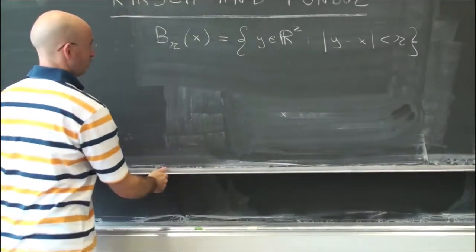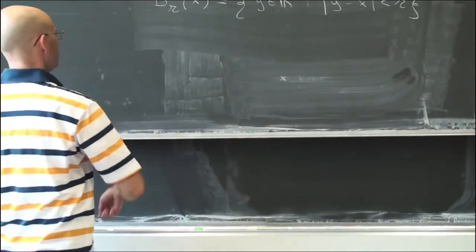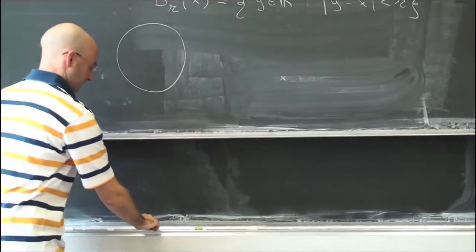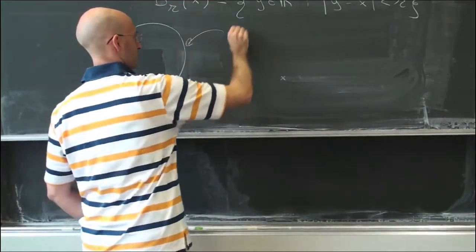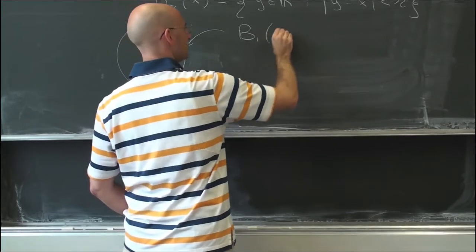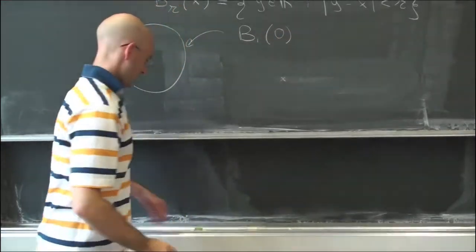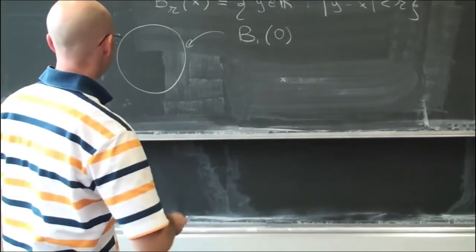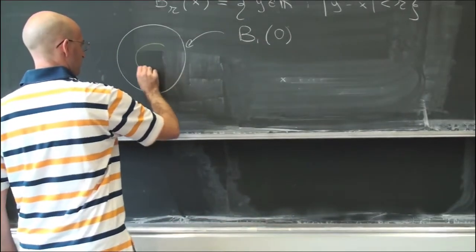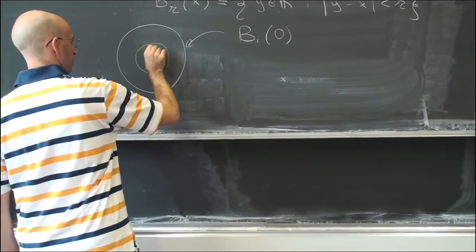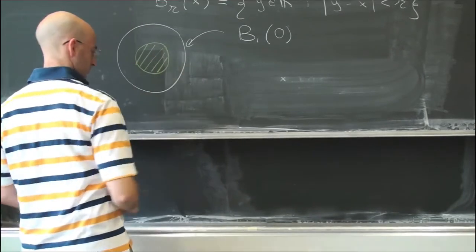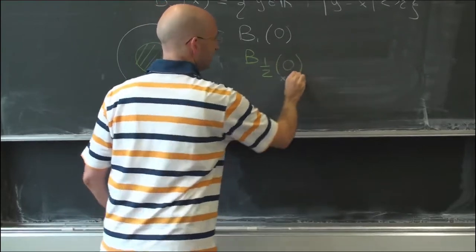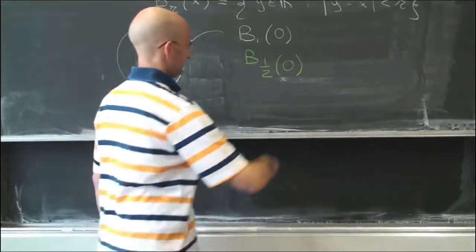Okay? So initially you have your fondue, which is lying in the ball of radius 1, centered at the origin. And then you have your kirsch, which at the beginning is sitting in the ball of radius 1/2, centered at the origin. It's admittedly a big alcoholic fondue.